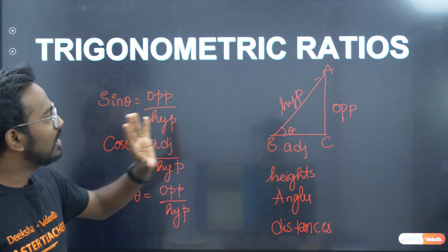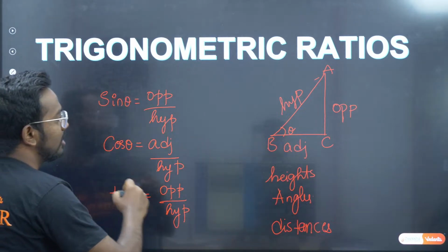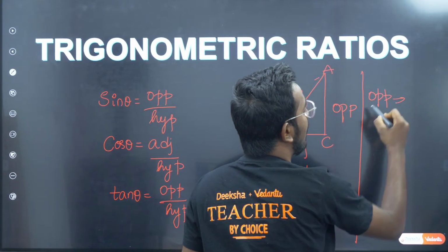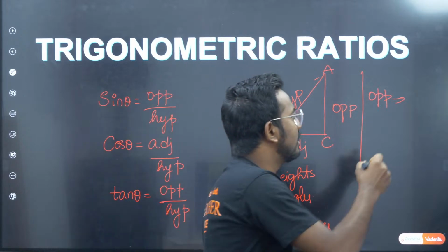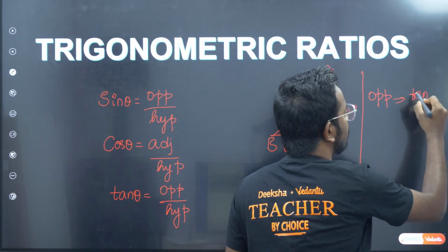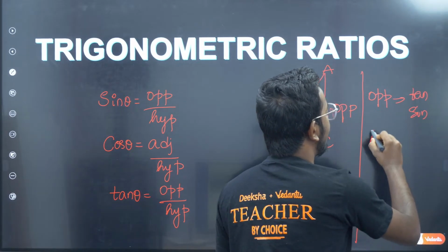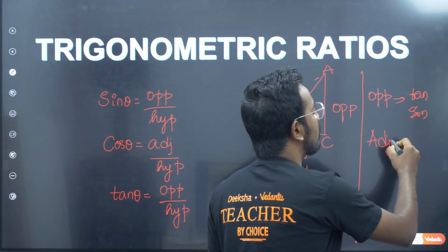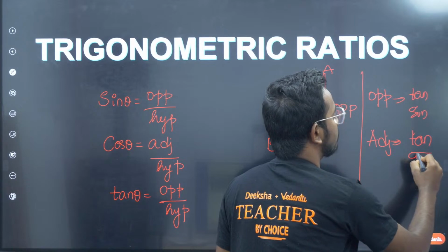Whenever I want the opposite side, and the adjacent side is already given, then you will think of tan. For the opposite side, we will mostly make use of tan or sine. If you want the adjacent side, that is this distance, we can think of tan again, since it contains the adjacent side, or you can also take cos.